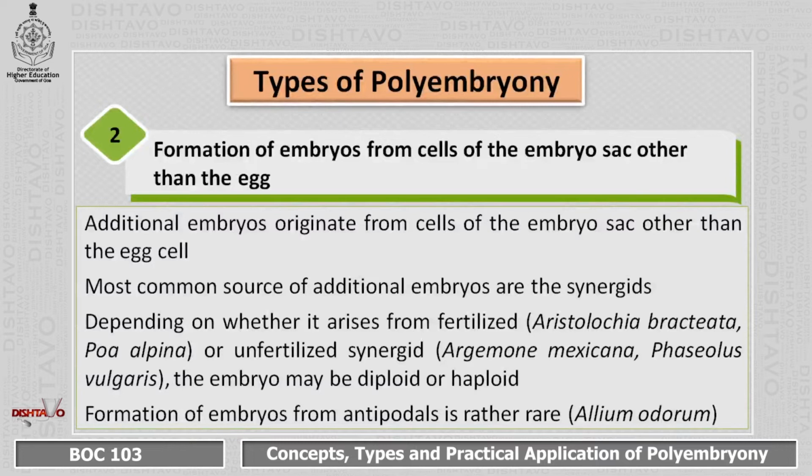The fertilization of synergids can be brought about either by the entry of more than one pollen tube into the embryo sac or by the presence of additional sperms in the same pollen tube. In such a situation, the zygotic as well as the synergid embryos are diploid. Formation of embryos from antipodals is rather rare.